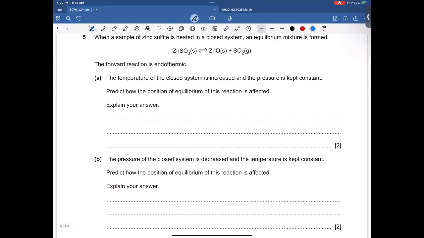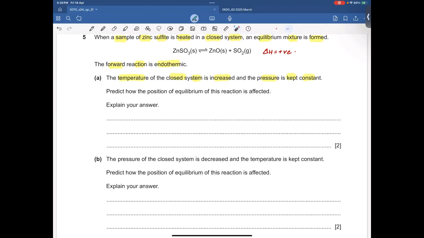Question number 5. When a sample of zinc sulfate is heated in a closed system, an equilibrium mixture is formed. The forward reaction is endothermic. If the forward reaction is endothermic, the delta H would be positive. Now, the examiner is looking for the temperature of the closed system increasing. The pressure is kept constant.